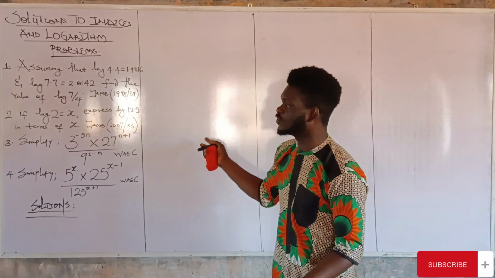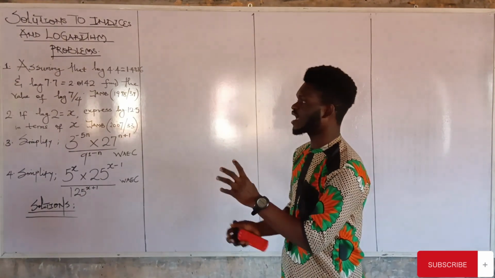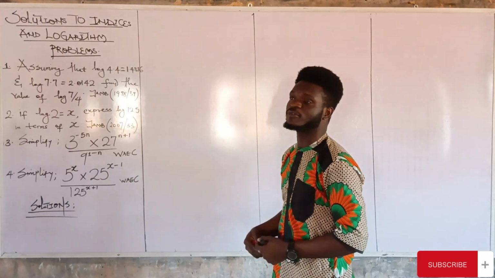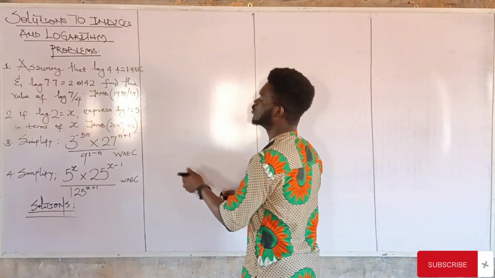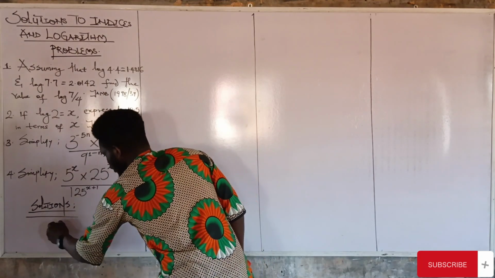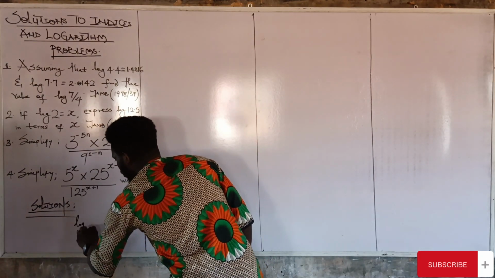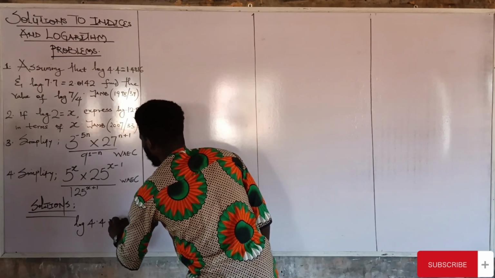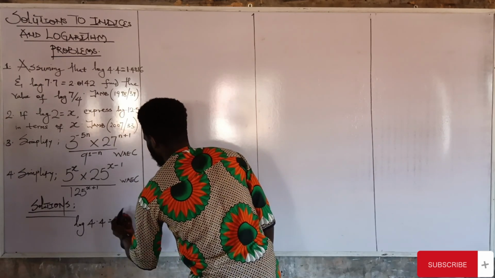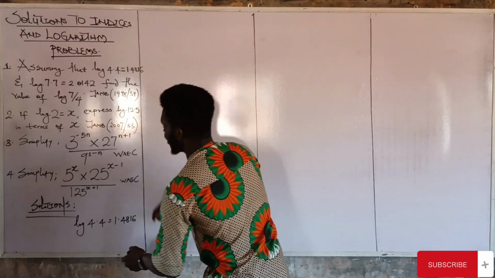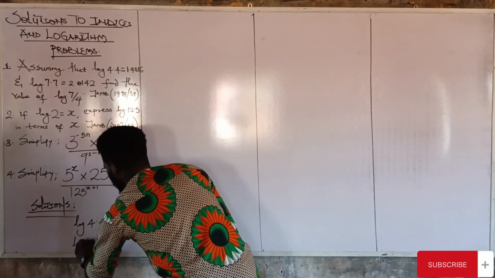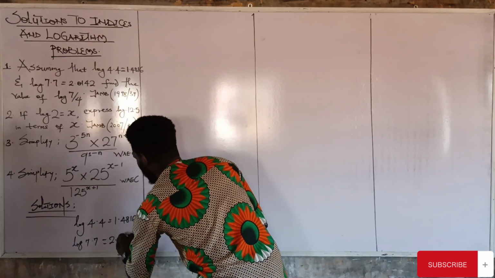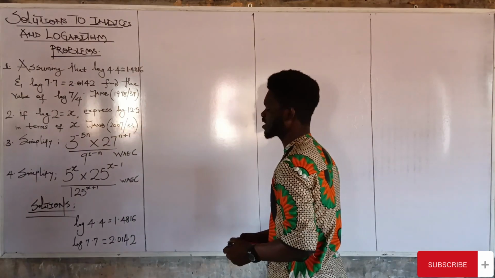You can pause the video and try to solve the question. Then you find out that there are some problems in it. But today I took my time to make sure that I explain the concept of that question 1. Now what do we do? The first thing we are going to do is just say log 4.4 is equal to 1.4816, and the other one, log 7.7, is equal to 2.0142.